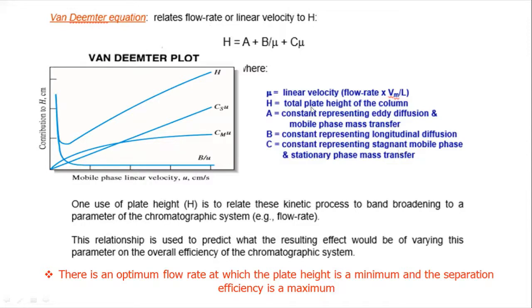So one use of plate height is to relate this kinetic process of band broadening to a parameter of the chromatographic system. An example is flow rate. This relationship is used to predict what the resulting effect would be of varying this parameter on the overall efficiency of the chromatographic system. So there is an optimum flow rate at which the plate height is a minimum and the separation efficiency is a maximum.